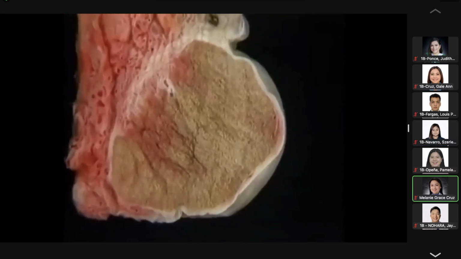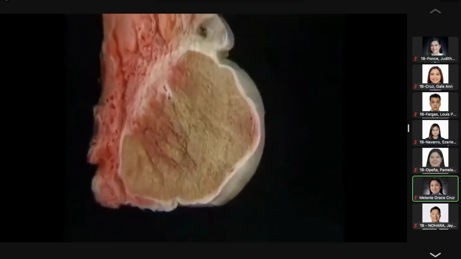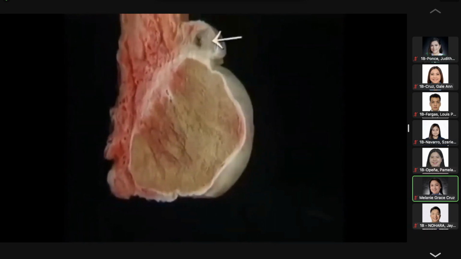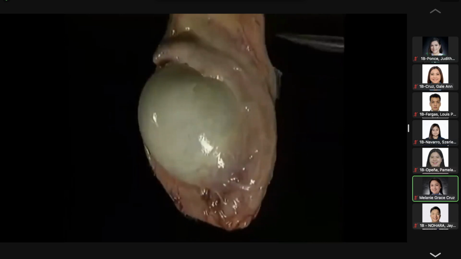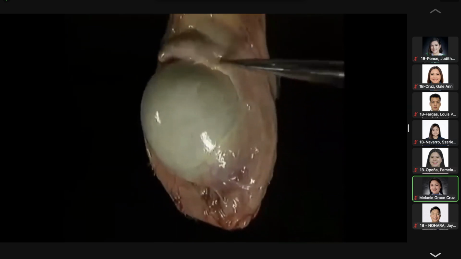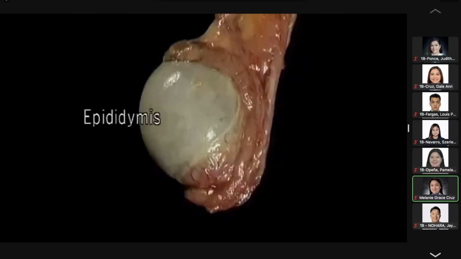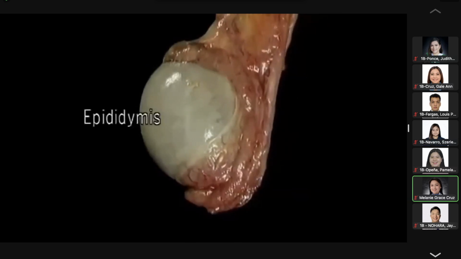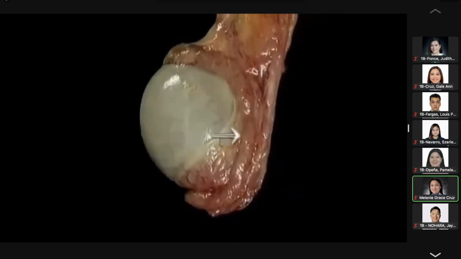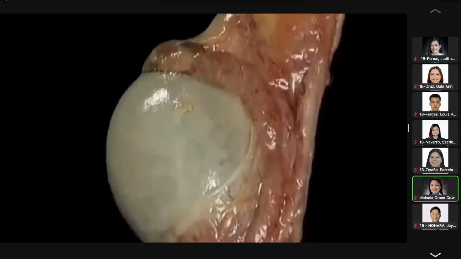From the rete testis there emerge between 4 and 12 efferent ducts, or vasa efferentia, which leave the testis and pass into the upper part of the epididymis. The epididymis is loosely attached to the posterior aspect of the testis. Here it is, more fully dissected. The epididymis has a head, a body, and a tail.